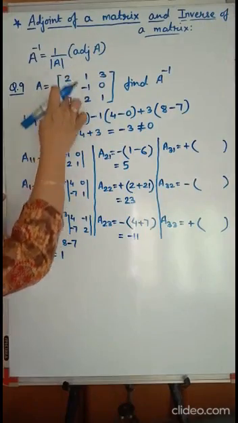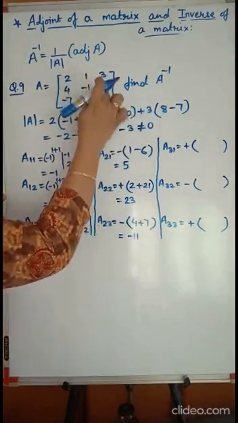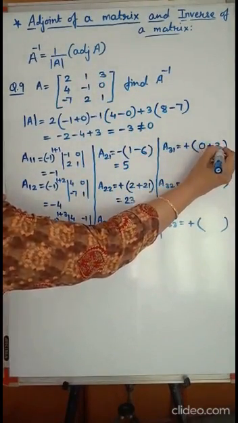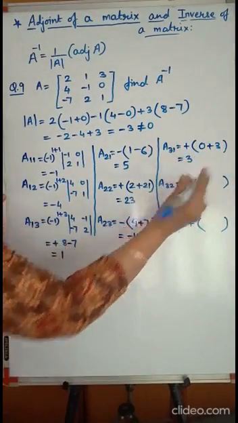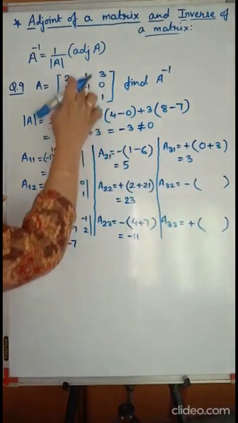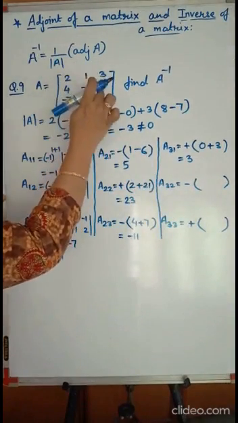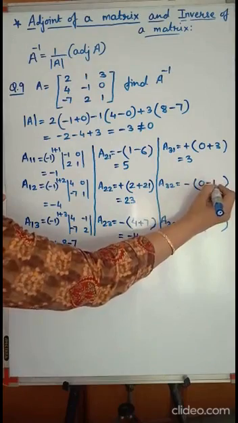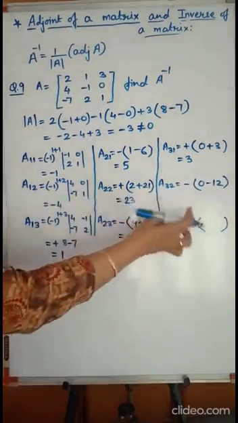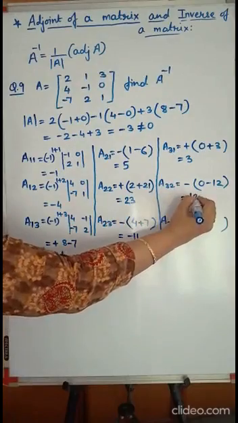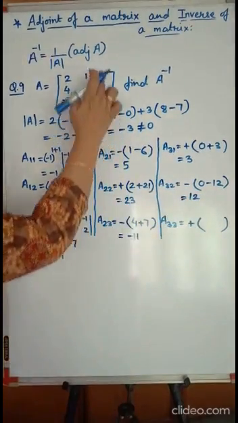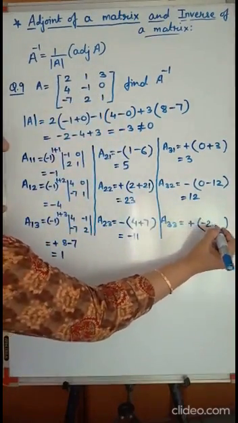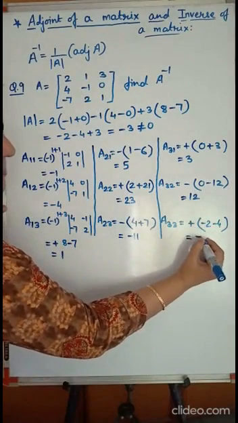Now what is A31? A31 means minus 7. So cancel this. You get 1 into 0 is 0 plus 3. This is equal to 3. Again, A32 means 2. Cancel this, 2 zeros are 0 and 3 4s are 12. So it is 0 minus 12. Last is, so you are getting 12. Now what about A33 is 1. Cancel this, you get minus 2 minus 4. So this is minus 6.